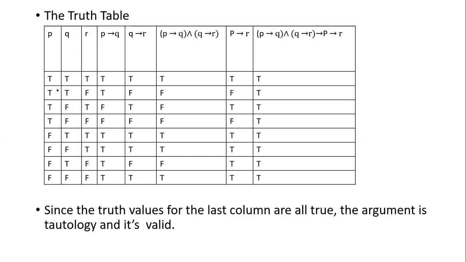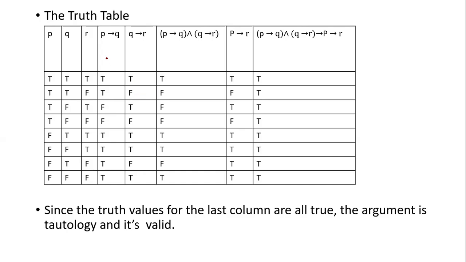Now, next row we have P true, Q true, and R is false. So it means we have P implies Q, both of them are true, so they're true. Now Q implies R. Q is true, R is false. Therefore, the implication should be false. When the conclusion is false but the premise is true, then it's false. So here becomes false.